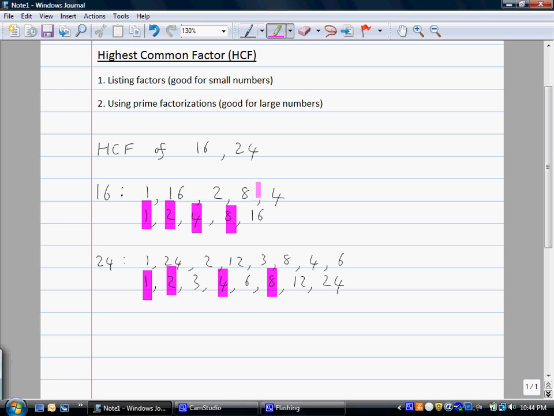Okay, so when I've got them all highlighted, I can see that the highest number which is in both lists of factors is 8. So the highest common factor of 16 and 24 is 8. Okay, now we'll do one using prime factorization.